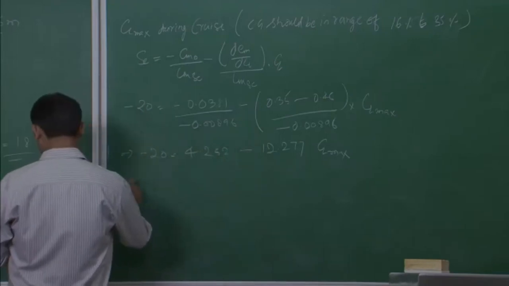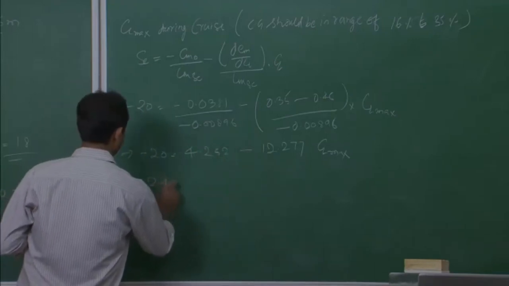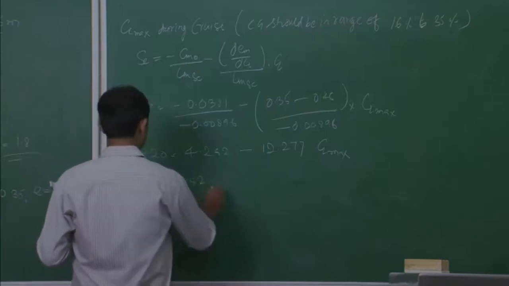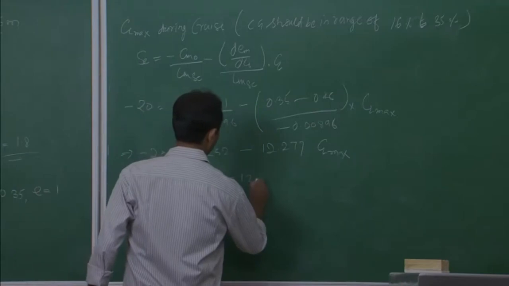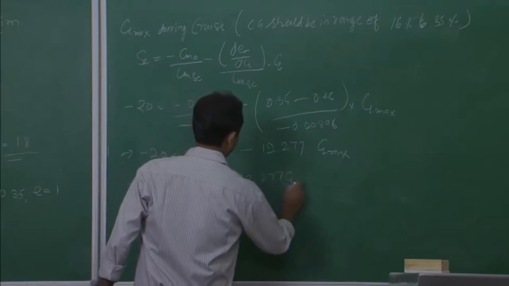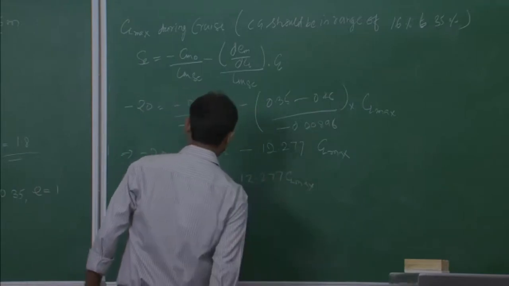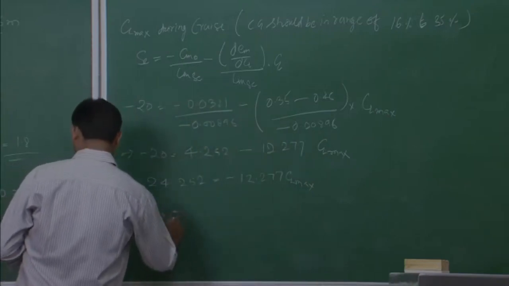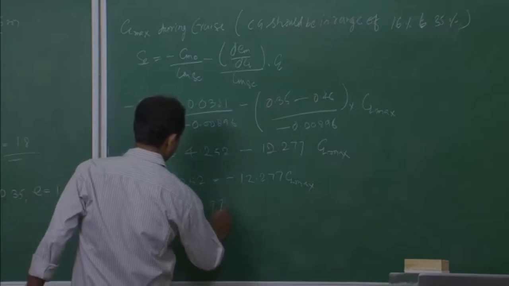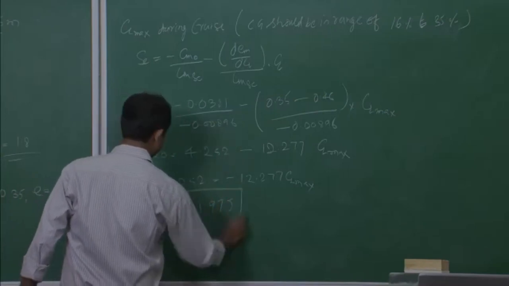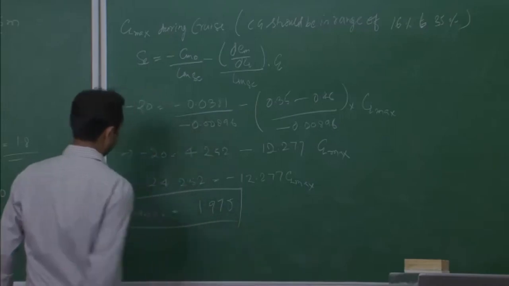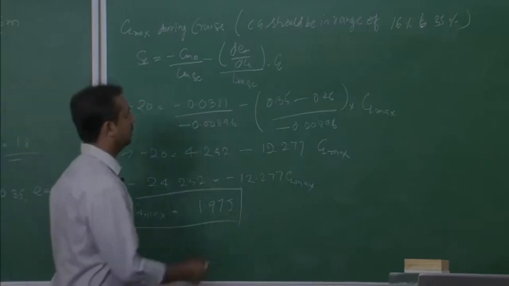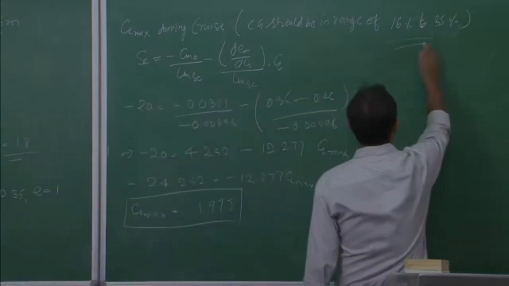So we will get minus 24.252 equals minus 12.277 CL max, or CL max equals 1.975. So this is the maximum value of lift coefficient with your CG in the permissible range, or CG in the range of 16 to 35%.